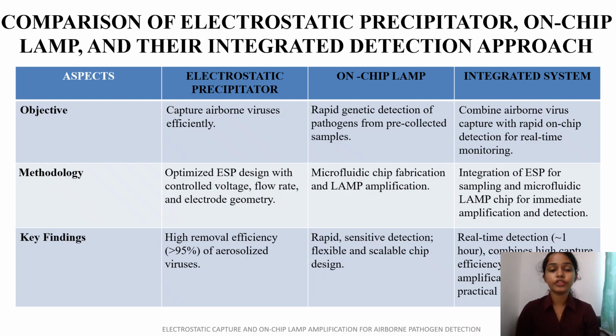So the objective of the electrostatic precipitator was to capture airborne particles, airborne viruses, efficiently. For on-chip LAMP, the main objective was rapid genetic detection of pathogens from pre-collected samples, and the integrated system was to combine airborne virus capture with rapid on-chip detection for real-time monitoring.